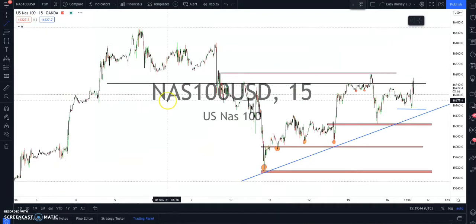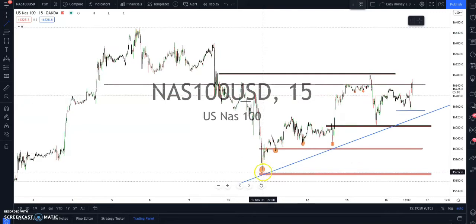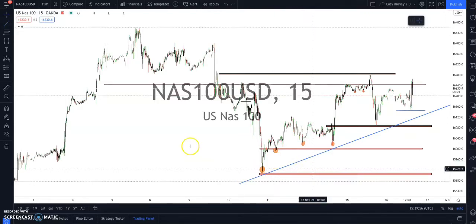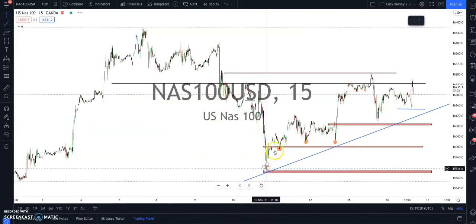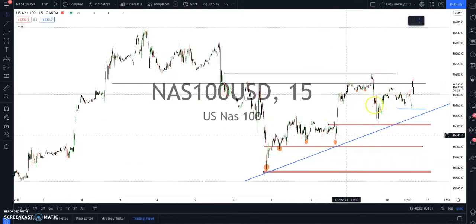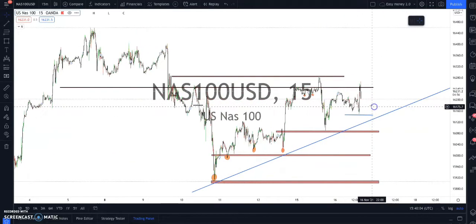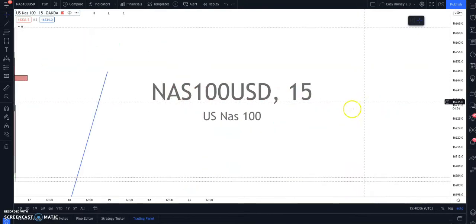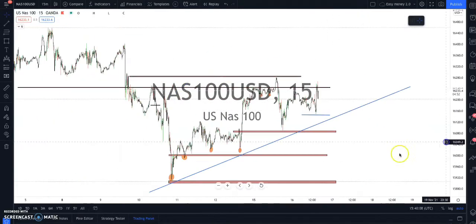So let's go look at it. This was last week, right here. You see how it dropped? It dropped all the way down to this level right here, which I have marked up, and what did it do? It bought. Now we're back in a current uptrend.